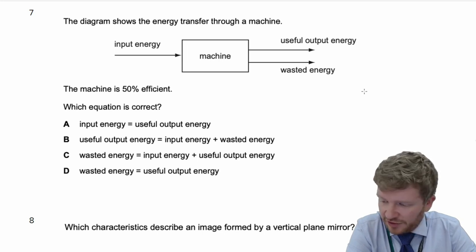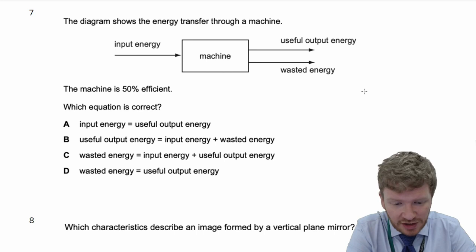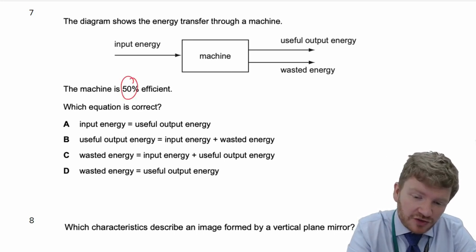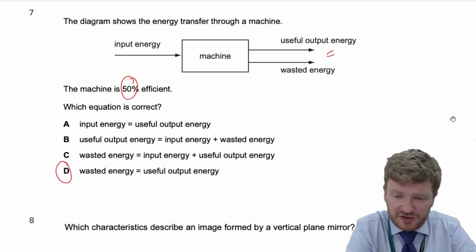Just looking at the answers they've given us here, because it says it's 50% efficient, that means that useful output energy must be equal to wasted energy. So the answer is D.